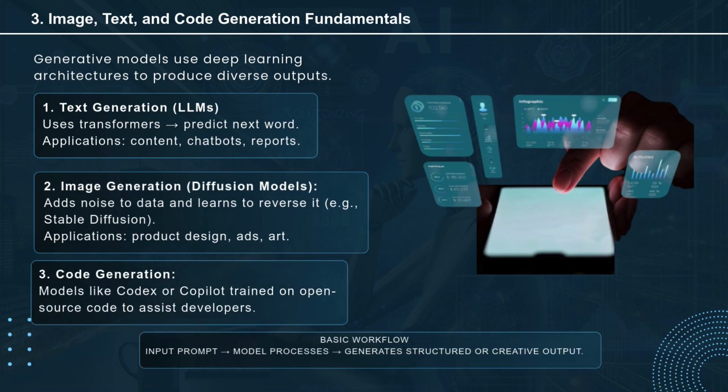This slide explains the three main types of generative outputs: text, images, and code. Text generation: LLMs use transformers to predict the next word, used for chatbots, content creation, and reports. Image generation: diffusion models add and remove noise to create images used in ads, product design, and art. Code generation: models like Copilot or Codex assist developers by generating or completing code. Summarize with the workflow: you provide a prompt to the model, it processes it, and produces structured or creative output.